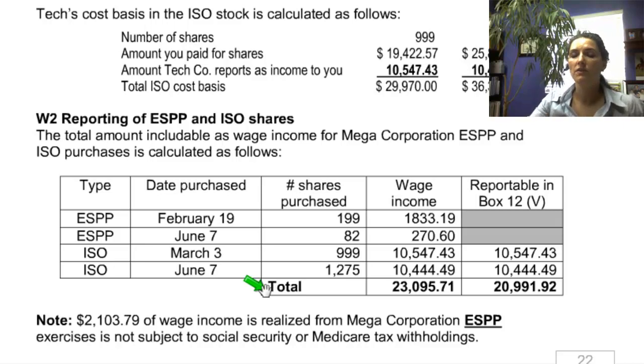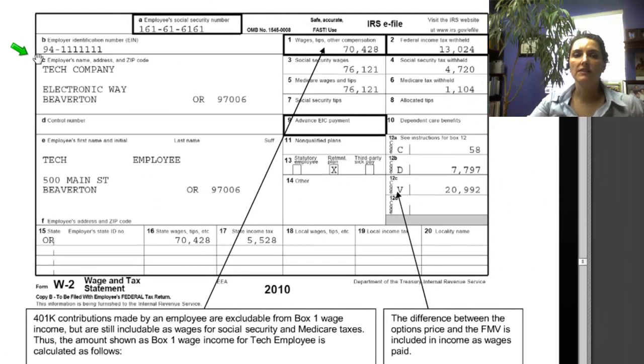But we're going to be looking for evidence to support our assumption that $23,095.71 has been added to Tech employee's W-2. You should note that the $2,103.79 of wage income that is realized from the mega corporation ESPP shares, that is the sum of these two numbers, 1833 plus 270, that gives us 2103, is not subject to Social Security and Medicare tax withholdings and also is not reportable in box 12. So it should be somewhere in the W-2, but it might be a little bit hard to figure out if it is. So let's take a look at the W-2 for Tech employee and let's see if we can decipher any of this information.